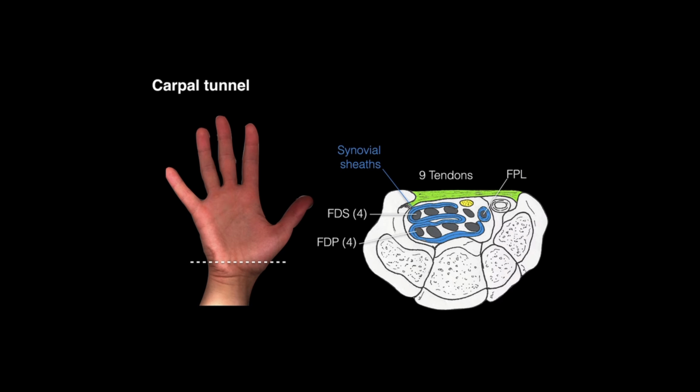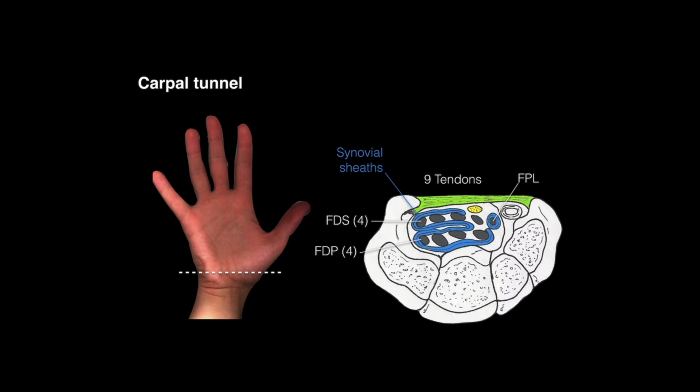Okay, so this tunnel contains 9 tendons. You have the 4 tendons of flexor digitorum superficialis, the 4 tendons of flexor digitorum profundus, and the 1 tendon of flexor pollicis longus, along with the synovial sheaths. Now, these structures usually are not at risk of compression during carpal tunnel syndrome. So what is carpal tunnel syndrome? Carpal tunnel syndrome is when the carpal tunnel gets compressed due to swelling in the carpal tunnel.